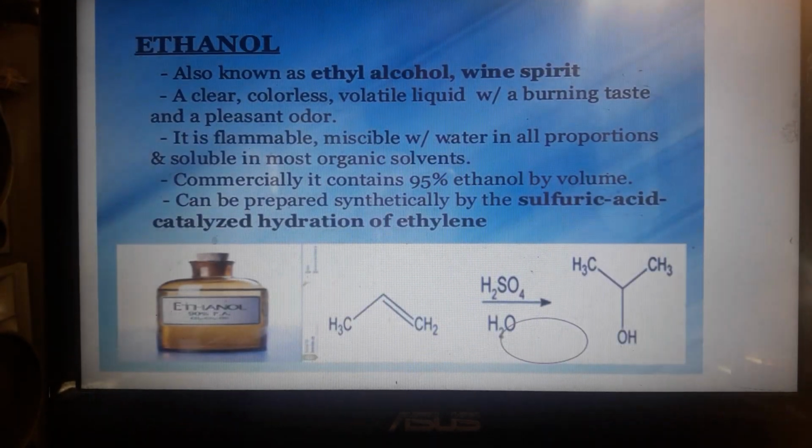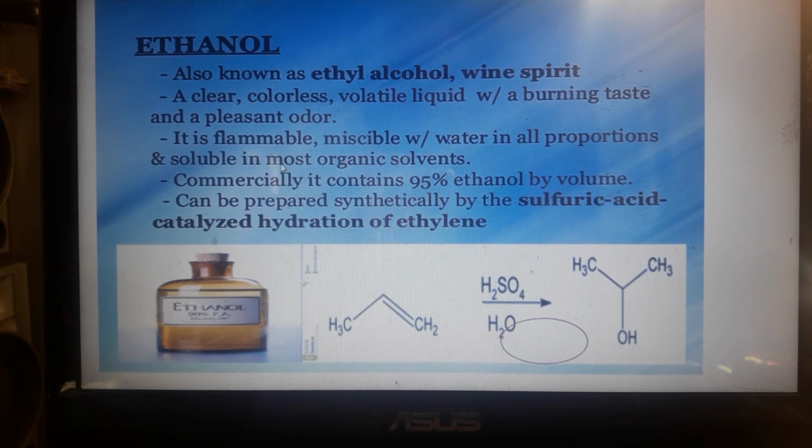Ethanol, also known as ethyl alcohol, wine spirit, is a clear, colorless, volatile liquid with a burning taste and pleasant odor. Okay, so this one, ethanol, the other name is ethyl alcohol. Wine spirit. It is flammable, miscible with water in all proportions, and soluble. So ethyl alcohol consists only of 2 carbon atoms. Commercially, it contains 95% ethanol by volume, can be prepared synthetically by sulfuric acid catalyzed hydration of ethylene.